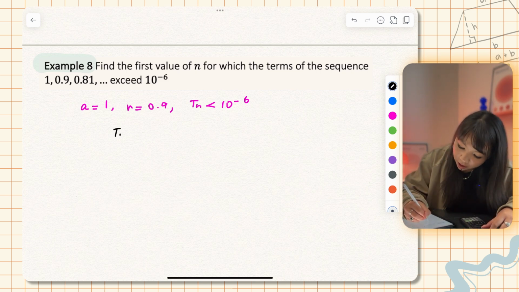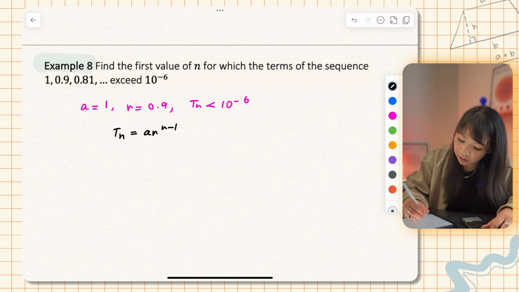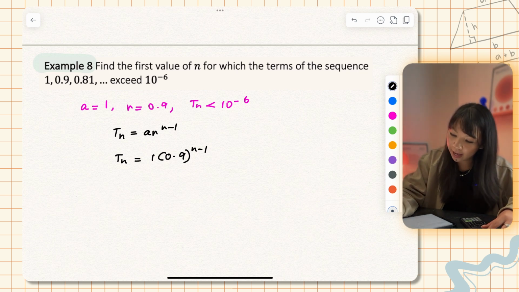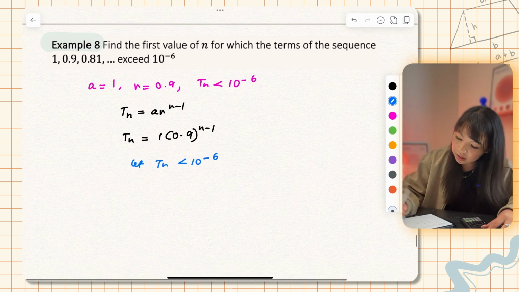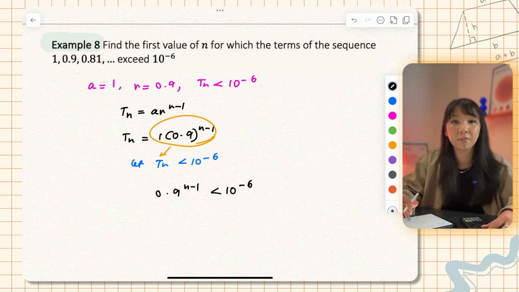All right, so I'm going to find an expression for Tn. So we get Tn equals ar^(n-1), or Tn equals 1 times our ratio 0.9 to the power of n minus 1. Now if I go ahead and let our Tn be less than 10 to the negative 6, I'm going to plug this into our Tn over here. We get 0.9 to the power of n minus 1 is less than 10 to the negative 6.